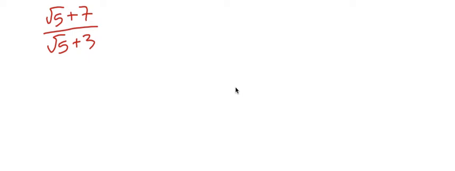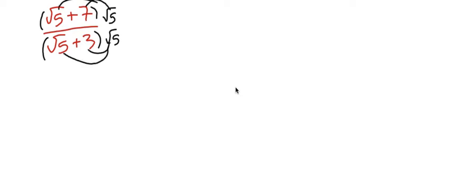Okay, so we have a rather large problem with this one. If we want to get rid of that square root of 5, we need to multiply it by a square root of 5. But the problem is, if we just multiply our numerator and denominator by the square root of 5, remember these are assumed to be in parentheses, so we would have to distribute here and here, which isn't a problem on the top, but on the bottom we're going to get 5, that's what the square root of 5 times 5 is, plus 3 square root 5.